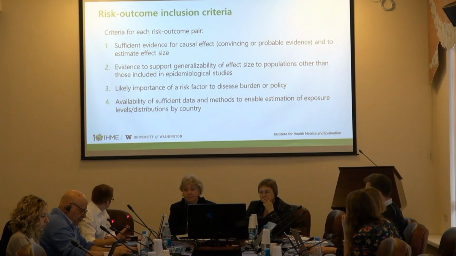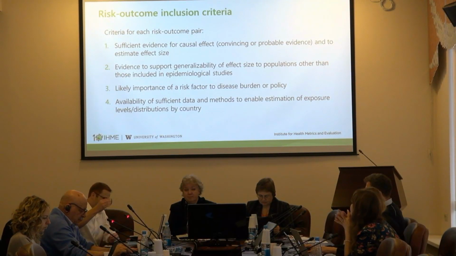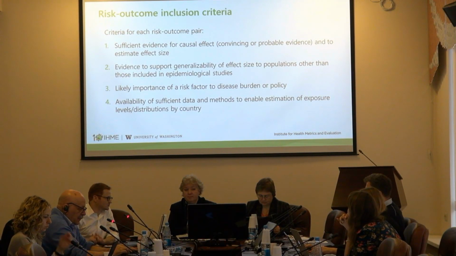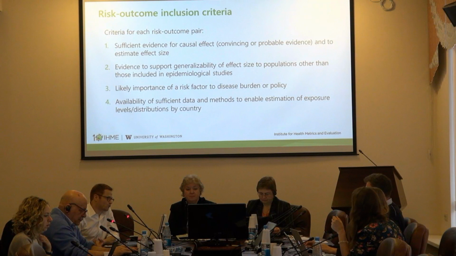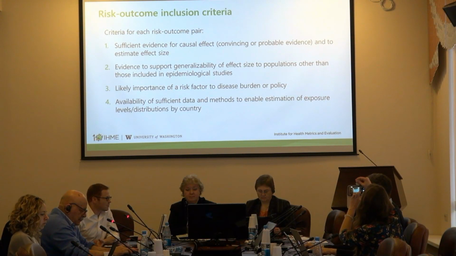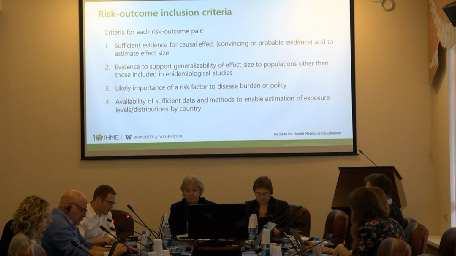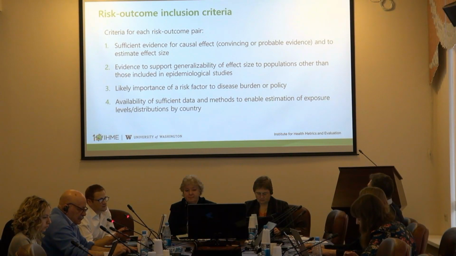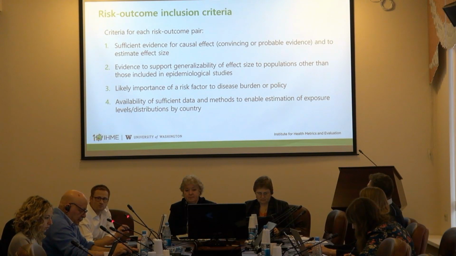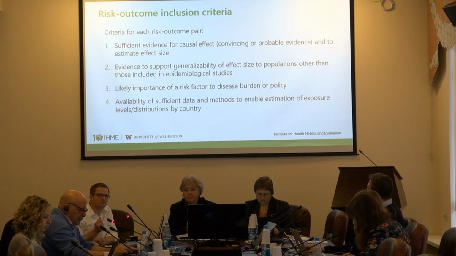So this relates to a conversation we had just a moment ago. How do we actually choose the risks that we include? There's four main criteria. The first is that we need sufficient evidence for a causal effect. We currently use the categories from the World Cancer Fund for convincing or probable evidence for inclusion. And we need sufficient evidence to estimate the effect size. So we need to be able to reliably estimate relative risk. We also need evidence to support generalizability of the effect size. So we typically don't have relative risk studies all over the world. We usually only have a few to work with. So we need a good reason to believe that we can extrapolate out to the rest of the world with those.